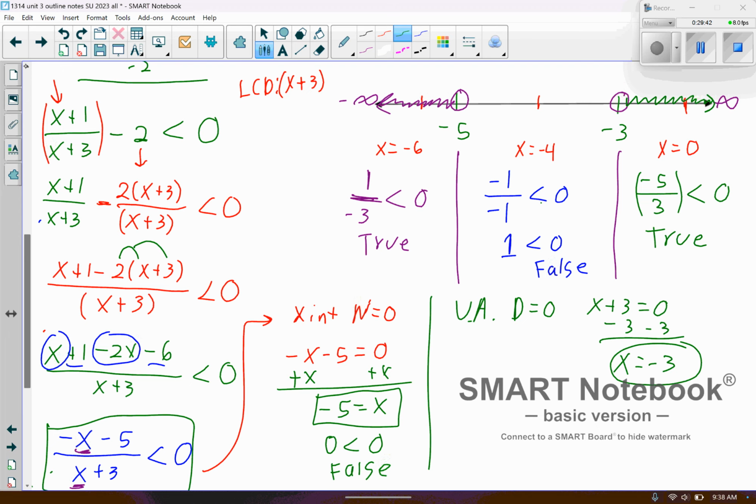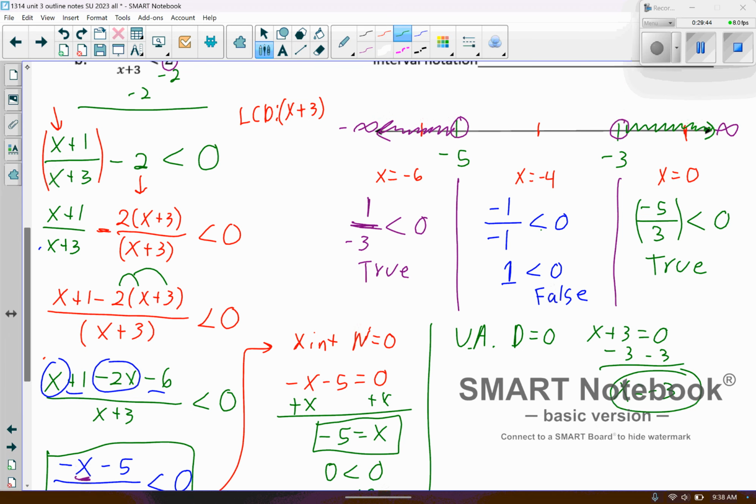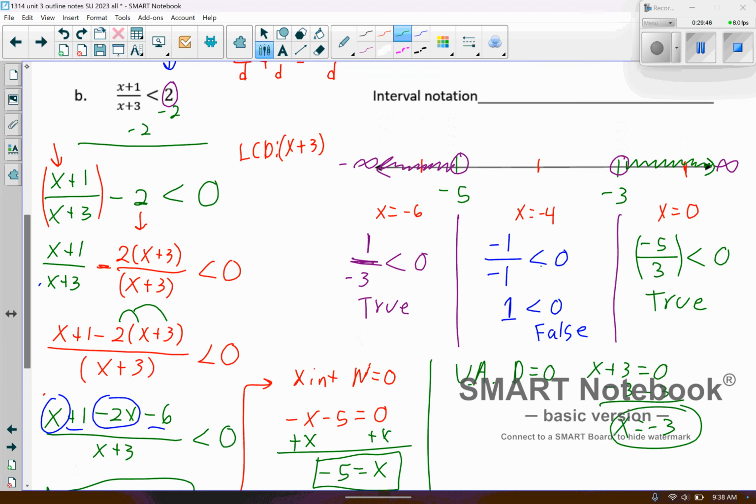And then the last thing I need to do is put this in interval notation. The first one is going to be from -infinity to -5, with parentheses. Then we union in the other part, which is from -3 to infinity. And there you have it.